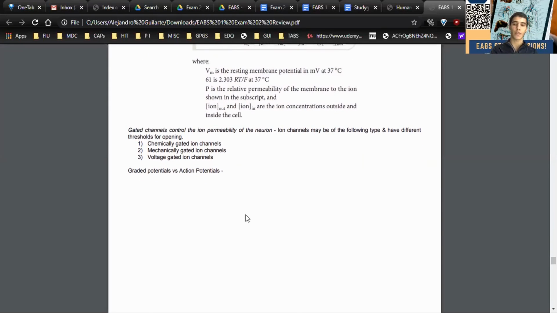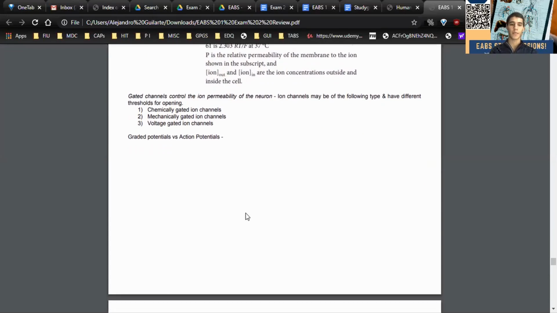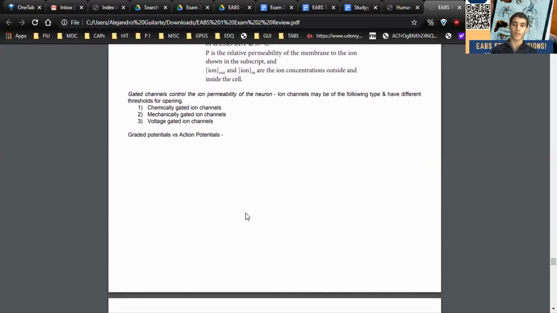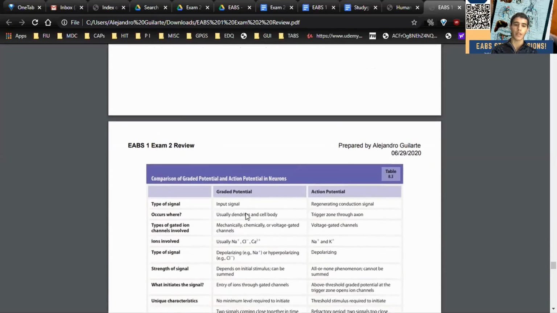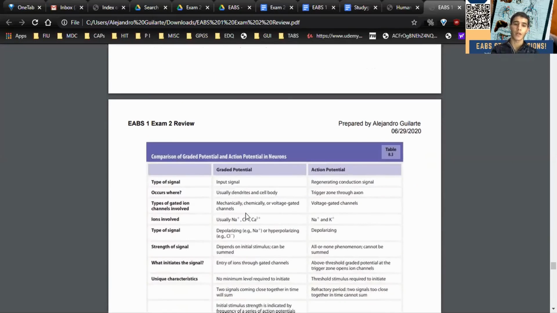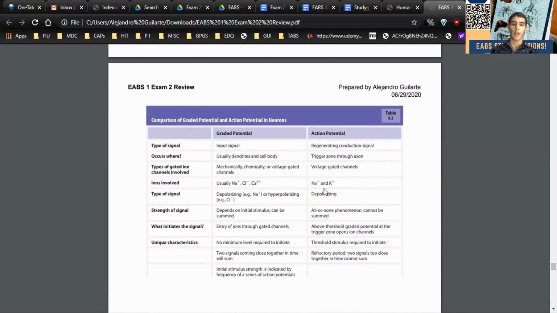And so, graded potentials versus action potentials. Potential will be the potential for an electrical signal to propagate. Graded potentials are different from action potentials in that graded potentials are not an all or none response. So a graded potential might not lead to a response by the neuron. Action potentials actually do.